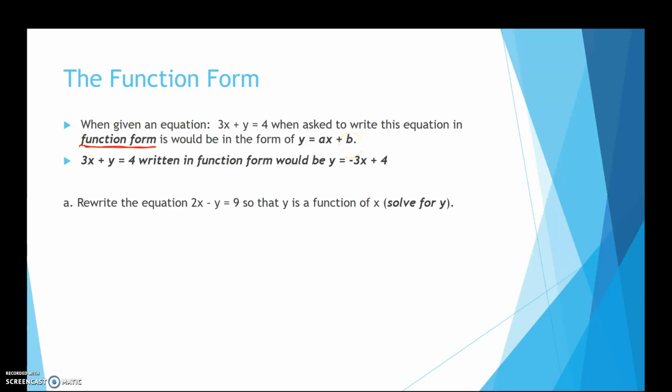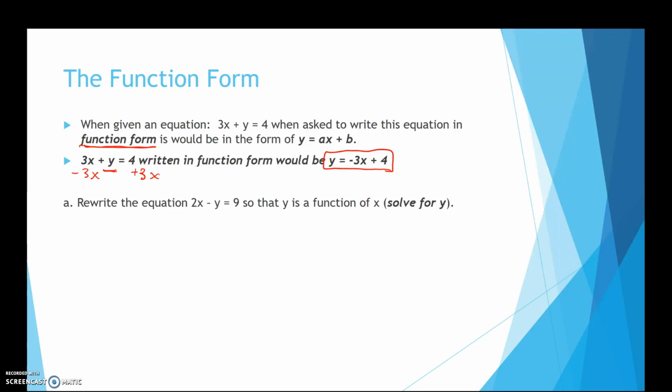So here we have 3x plus y equals 4, and they want us to write this in function form. So that means getting y by itself here on the left side. So I'm going to subtract 3x from both sides, and I would rewrite that where my answer is going to be y equals negative 3x plus 4. And that's it. That's function form.